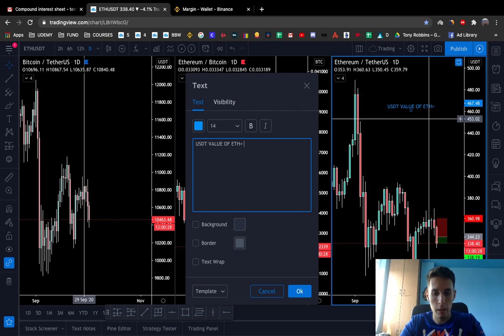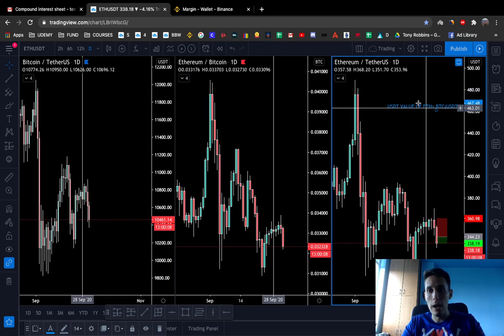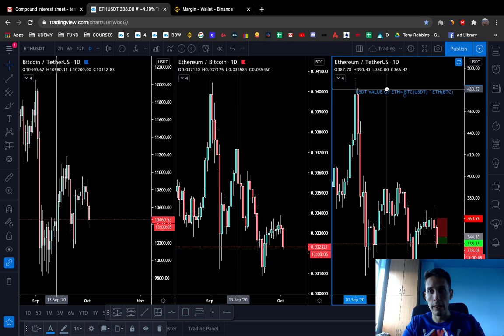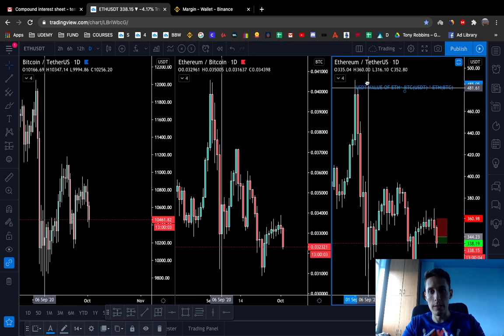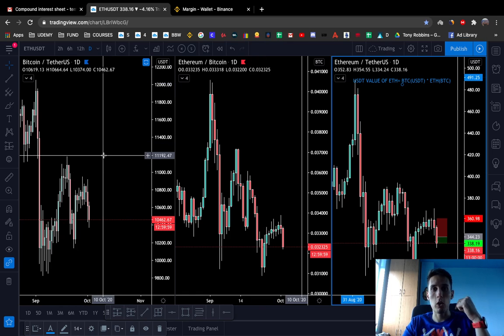So you have the BTC value in USDT multiplied by the Ethereum price in Bitcoin, right? So this is how you are getting the USDT value of any cryptocurrency rather than the Bitcoin, right? The Bitcoin is the king. The Bitcoin is the shark.